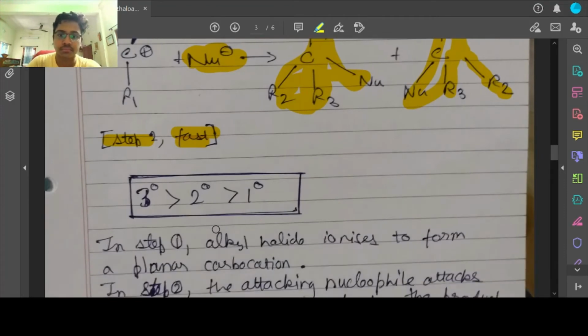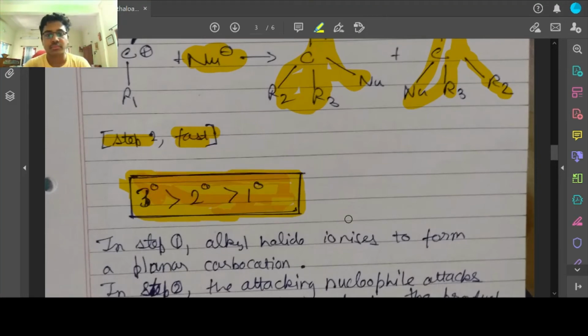Okay, so the order of reaction is this. This is very important. 3 degree greater than 2 degree greater than 1 degree. You will be asked it in JEE also, because this is a very famous question in boards as well as JEE or any other competitive exams.